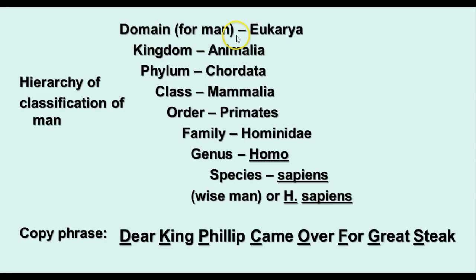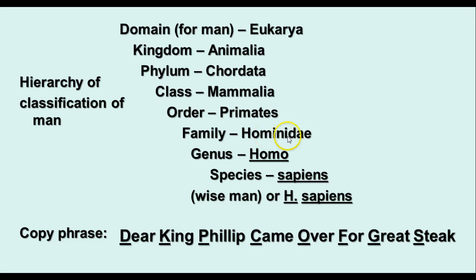So here we have the domain Eukarya. That means that we're eukaryotes. Then the kingdom Animalia, we're animals, not plants, fungi, or protista. We belong to phylum Chordata because we do have a spinal cord and a backbone. We belong to class Mammalia because we are mammals with hair and milk. The order we belong to is Primates, which we share with apes and monkeys.